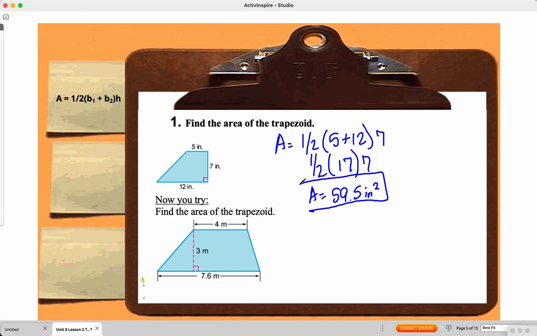Just like before, we have the same inch idea and how we figure this out. Take a moment and figure out the answer to this one. Pause your video, see what you come up with.